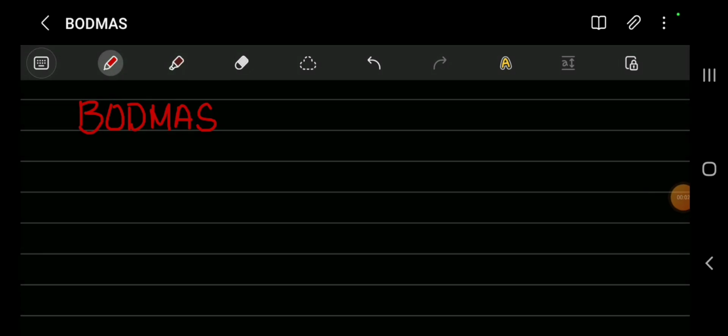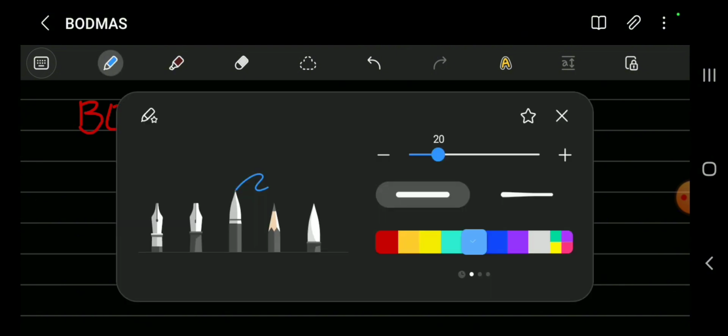Everyone. Today the topic that we are going to learn about is BODMAS. I'm sure you must be familiar with this term, or even if you are not, today we are going to learn about this. Each letter of this word BODMAS suggests some operation. In mathematics, the order of operation really matters.